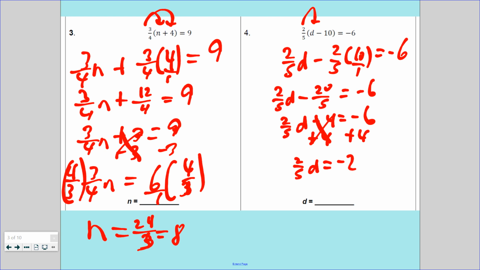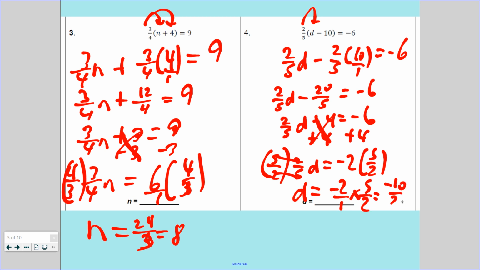So I need to solve for d. I need to divide by 2/5. What is the reciprocal of 2/5? 5/2. This becomes 1 whole. That's 1d equals, and what is -2 over 1 times 5/2? It is -10/2, or d equals -5.